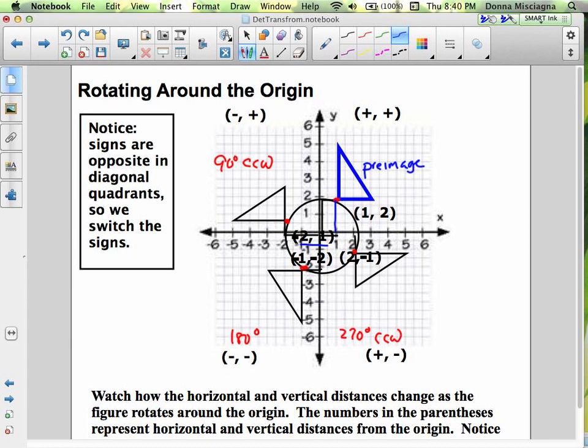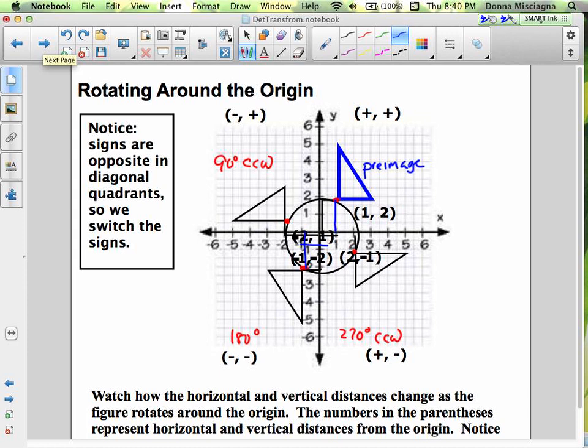As our triangle is rotating around the origin some more, the coordinates are going to switch again. So now notice that again the horizontal distance is 1 and the vertical distance is 2.